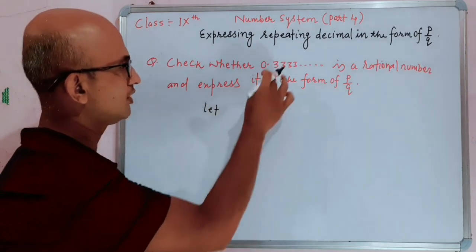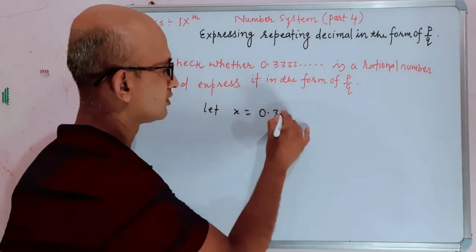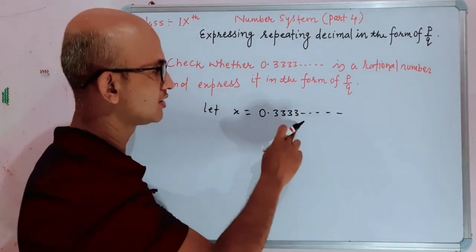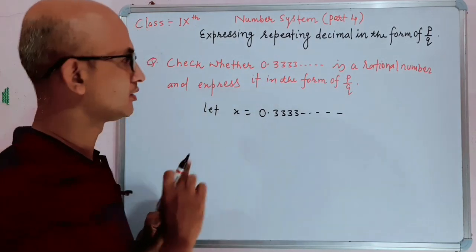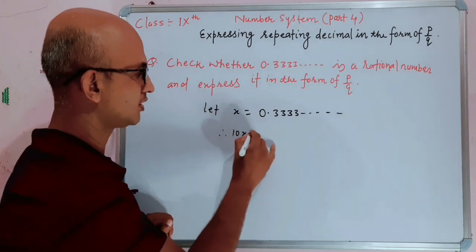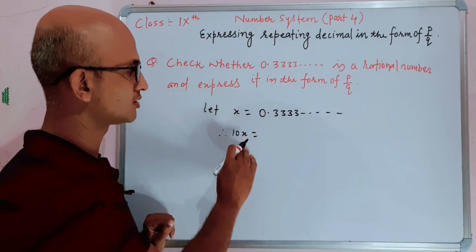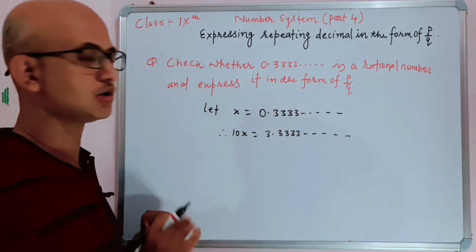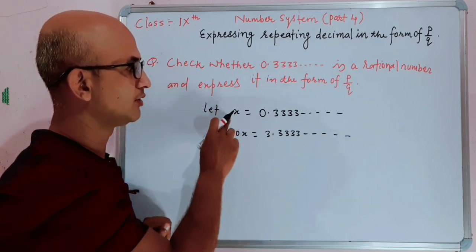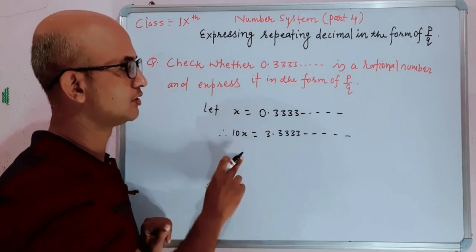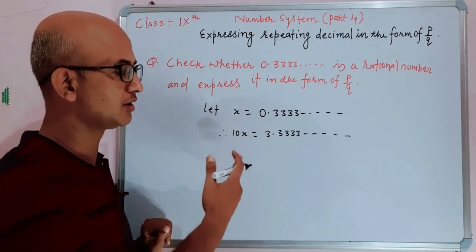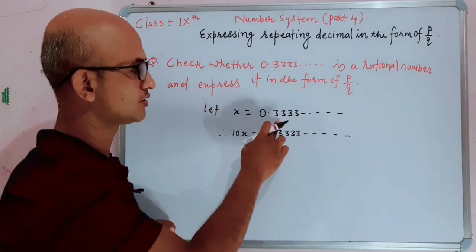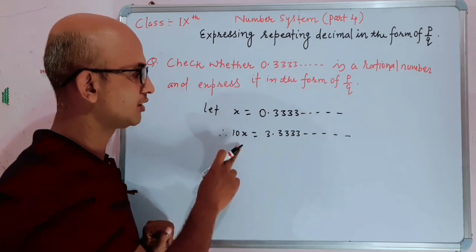For that, we consider this decimal expression 0.333 and so on as x. Since in this decimal expression there is one repeating digit, we will multiply it by 10. On multiplying this by 10, we get 10x equals 3.333. Dear students, you will learn that when there is one repeating digit, it will be multiplied by 10. When there are two repeating digits, it will be multiplied by 100. Similarly, in the case of three repeating digits, it will be multiplied by 1000. Here, there is one repeating digit, so we have multiplied it by 10.